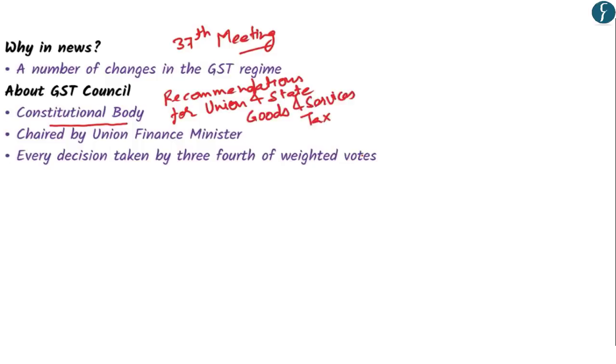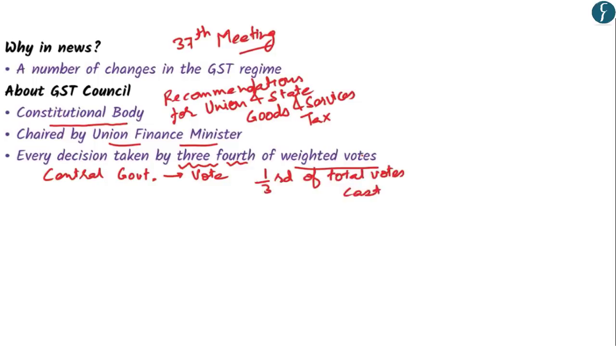The GST Council is chaired by the Union Finance Minister, and other members are the Union Minister of State for Revenue or Finance and ministers in charge of finance or taxation of all the states. Every decision of the Goods and Services Tax Council shall be taken by a majority of not less than 3/4 of the weighted votes of the members present and voting, in accordance with the principles. As far as these principles are concerned, the vote of the central government shall have the weightage of 1/3 of the total votes cast, and the votes of all state governments taken together shall have the weightage of 2/3 of the total votes cast.